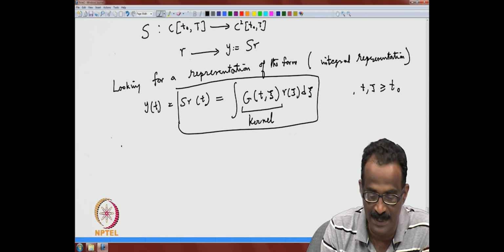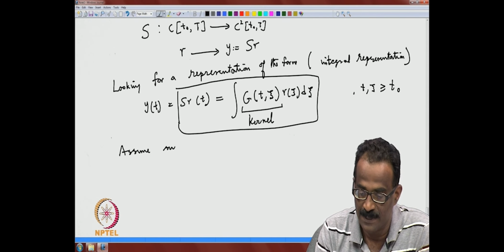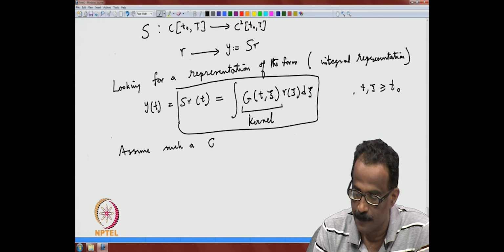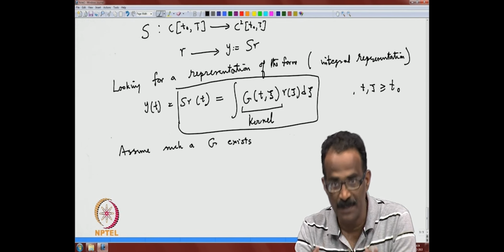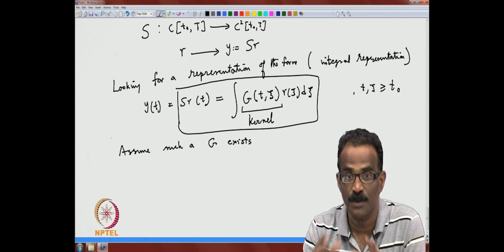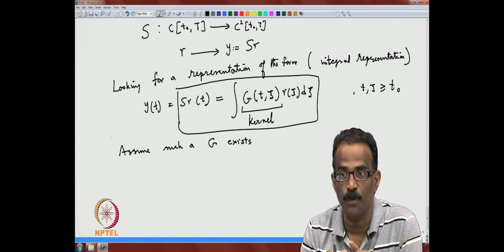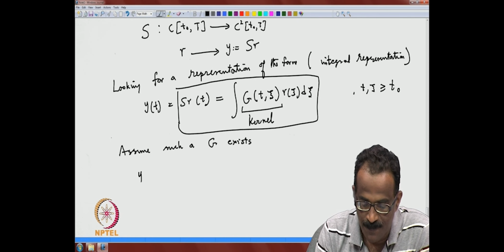Suppose we assume such a g exists. Do not worry about the computational aspects of it, which one can justify and prove as a precise result. As I said, the motivation of Green's function is more important; we are not going to spend time on that. So, you compute your y prime of t.